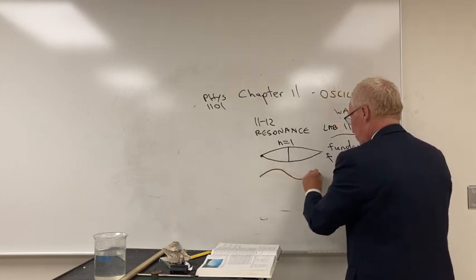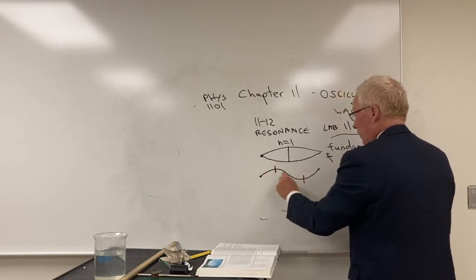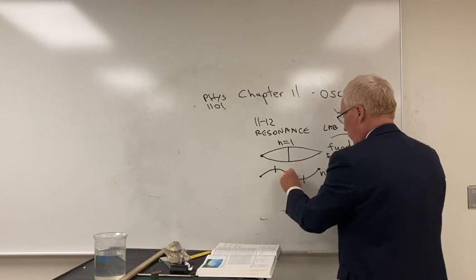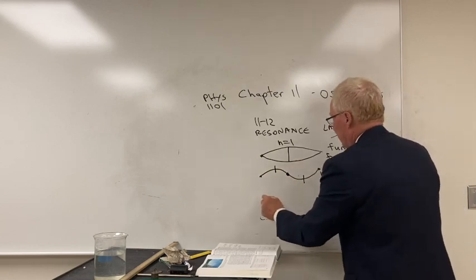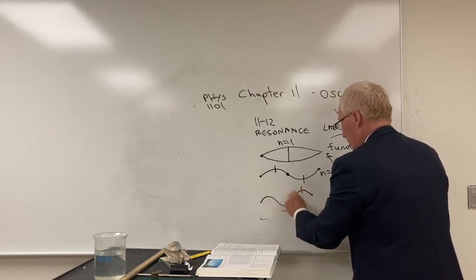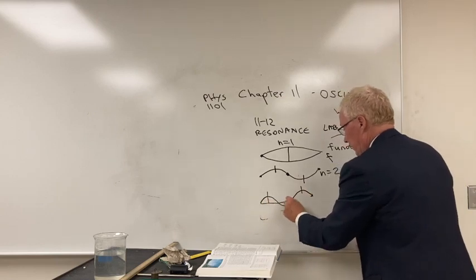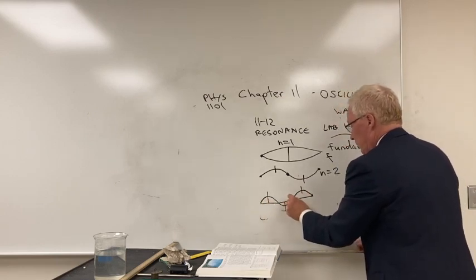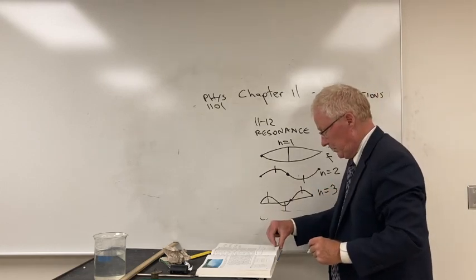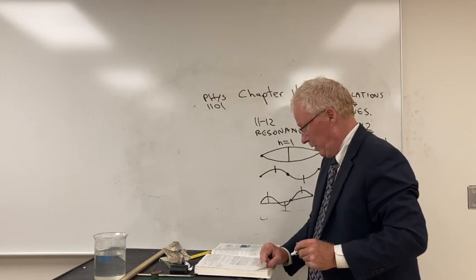This is n equals 2, so we've got an antinode, one node in the middle. n equals 3: node, antinode, vibrating in the middle. So you've got two nodes, this is n equals 3. So that's what we're going to have there.